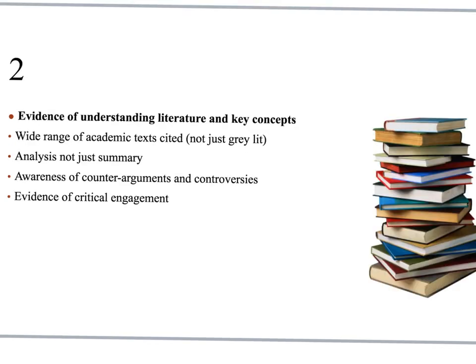At M level, we do need you to engage with a range of academic literature. So that means published books and peer-reviewed journal articles. By grey lit, we mean things like newspaper articles or blogs, and they are not necessarily as reliable or as academic as journal articles. Make sure that you're critically engaging with the work.